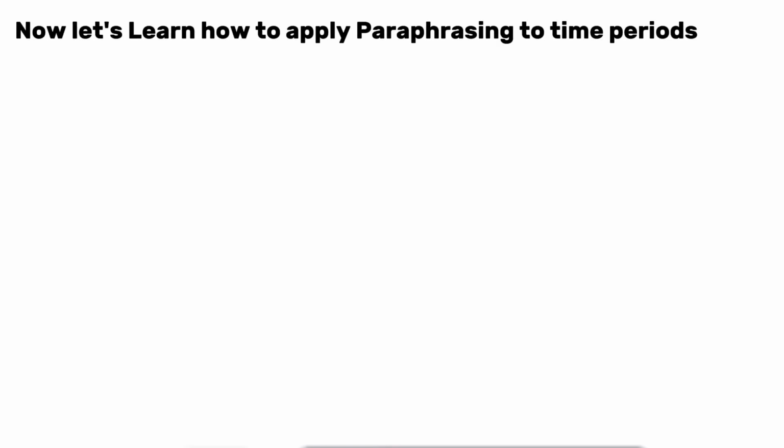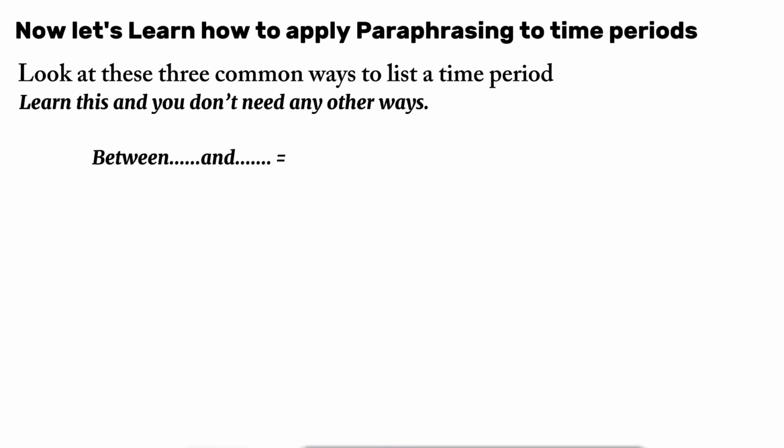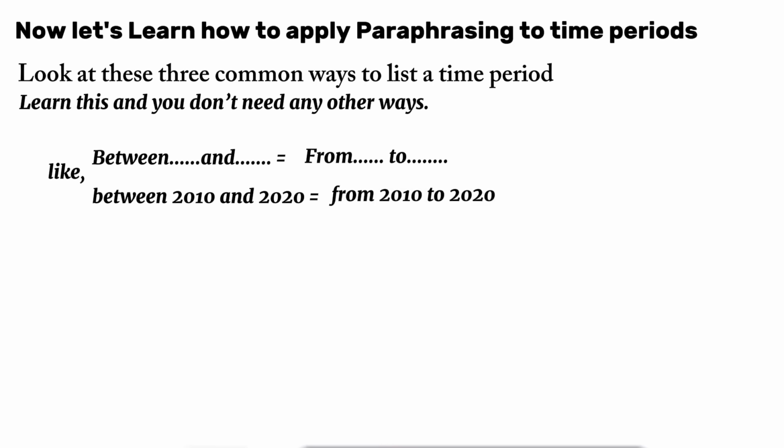Alright, now let's look at how we can apply paraphrasing to time periods. Look at these three common ways to list a time period. Learn this and you don't need any other ways. If the question has "between" plus "and" combination, like something happens between 2010 and 2020, then use "from" plus "to" combination, like something happens from 2010 to 2020, which have the same meaning.